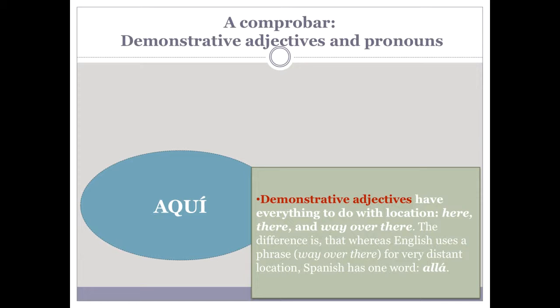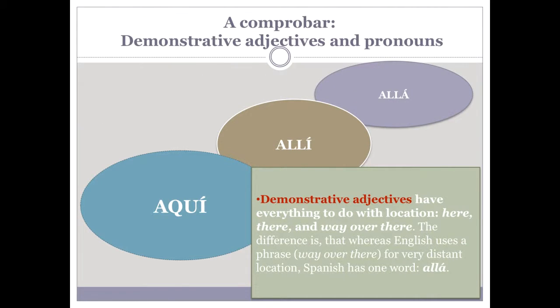So the proximity to location near me is aquí. A little bit distance, ahí, over there. And allá, way over there. So which demonstrative adjective do you think you would use with aquí? Would you use este, ese, or aquel? You would use este. This one here. Este, aquí. Este libro, aquí.